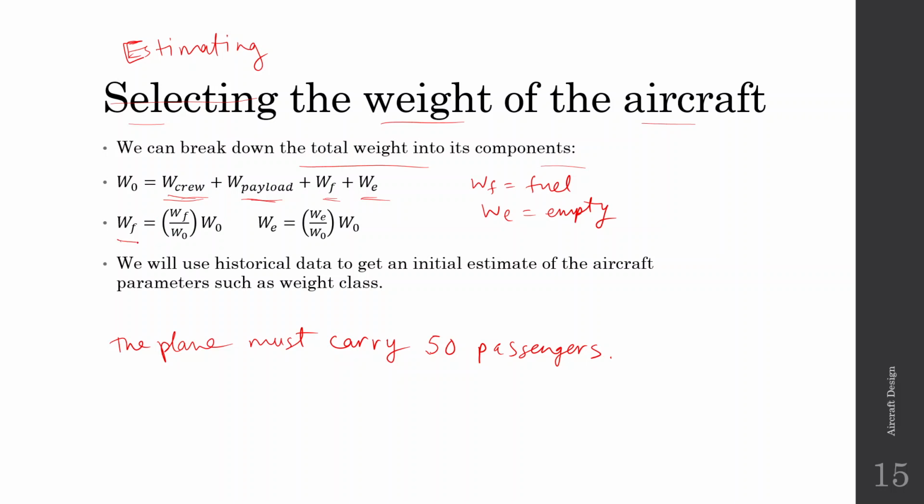So we can express the fuel weight and the empty weight as ratios. We simply multiply and divide by W naught to get these kinds of ratios. Why we have done this is because the historical data that is available, it is available in this form. So we have the fuel fraction and the empty weight fraction and the weight. These things are given in the historical data. So that is why we have expressed them as ratios.